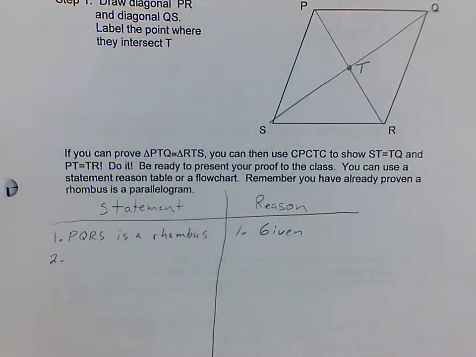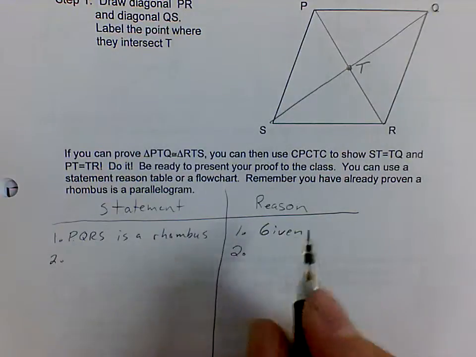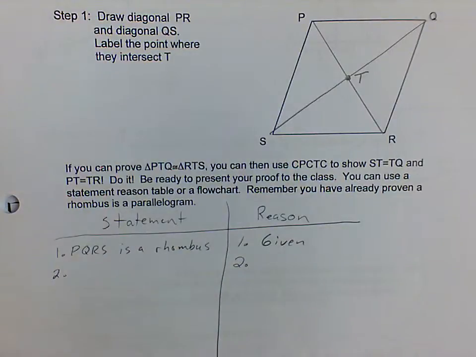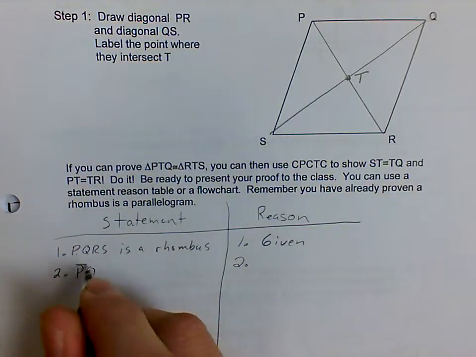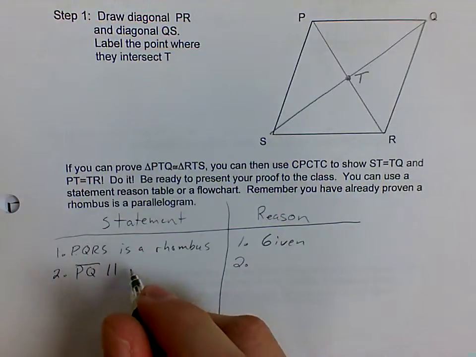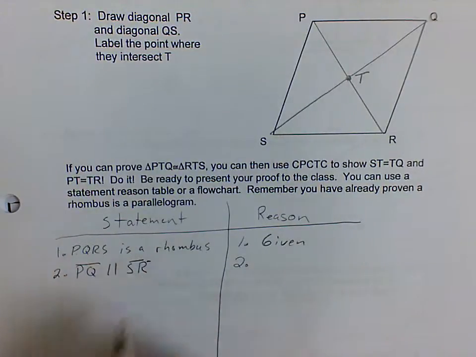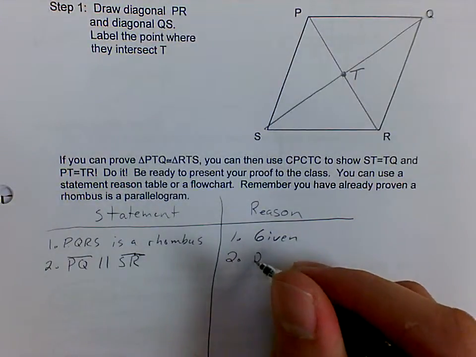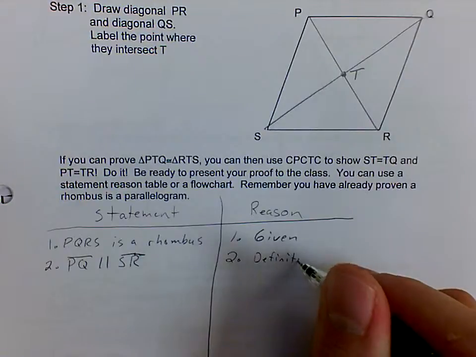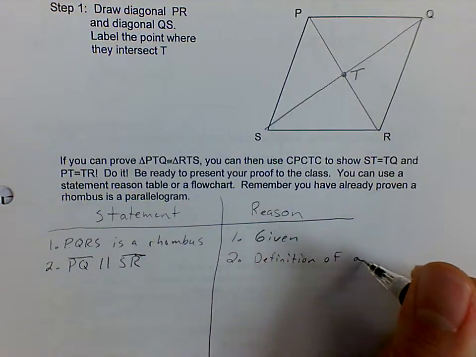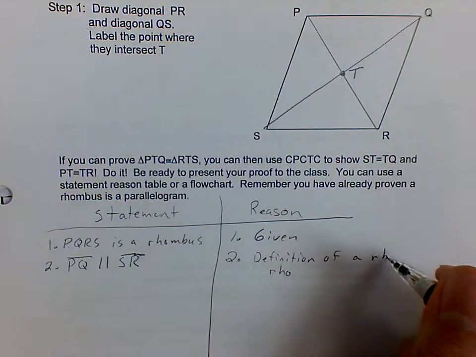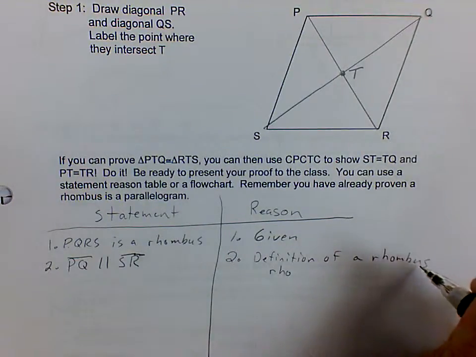Step number 2, remember that yesterday we proved that it is a parallelogram. So we know that it has the same properties as a parallelogram. So we know that PQ is going to be parallel to SR. And we know this because that is the definition of a rhombus. Actually, let me put it over here. Definition of a rhombus.